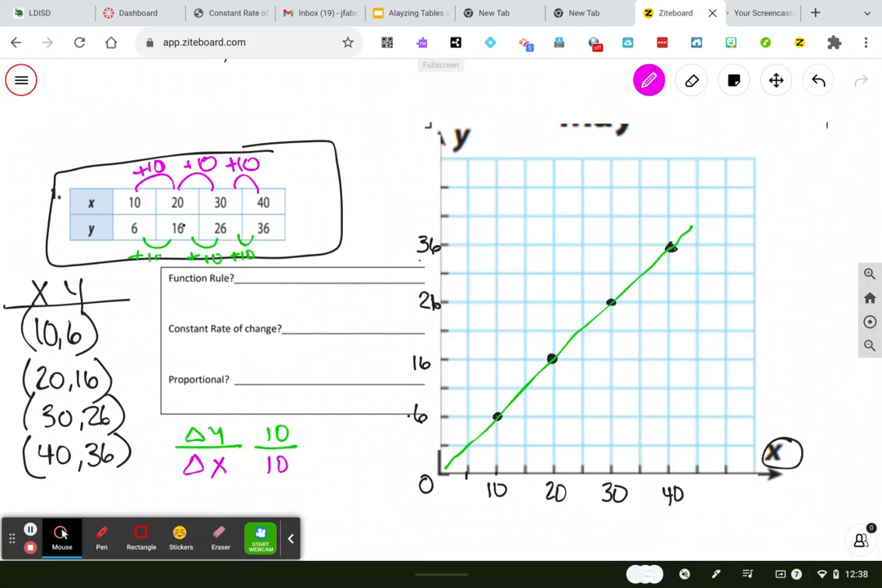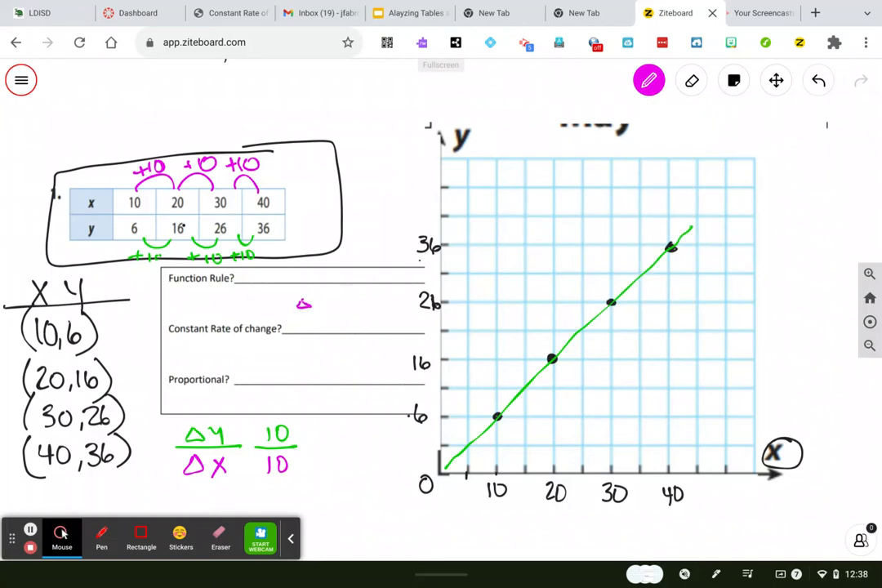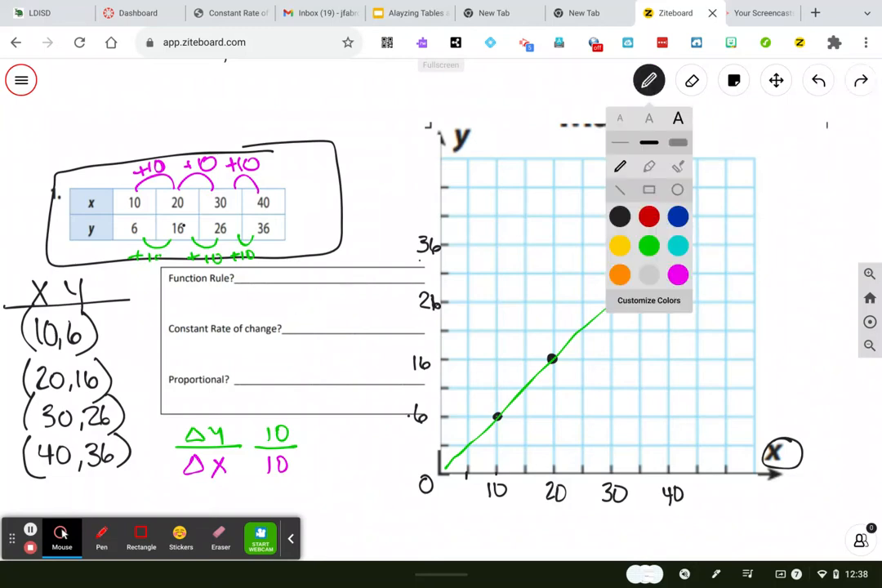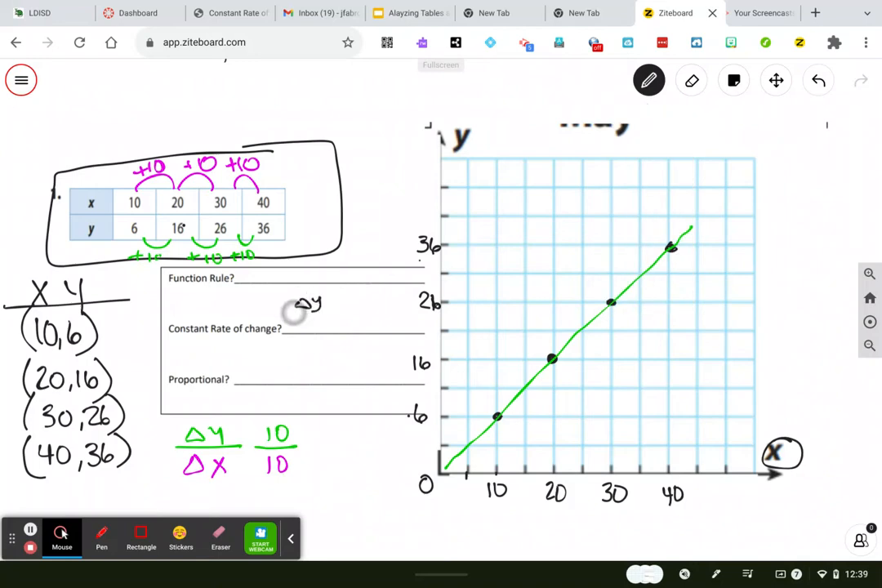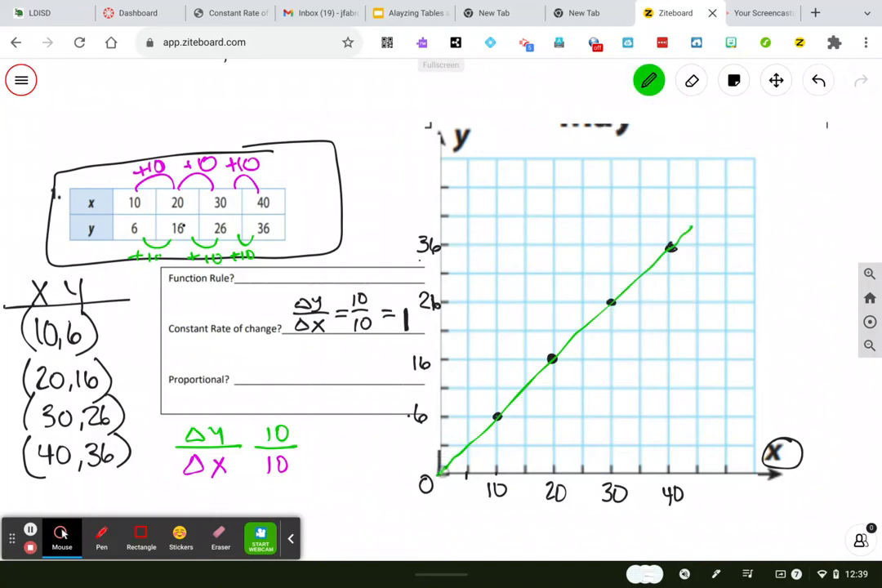So the constant rate of change in this line is the change in y over the change in x, which equals 10 over 10, which simplifies to 1. So your rate of change is 1. Now, a while ago I told you what the word proportional meant. Proportional means that this line happens to go through 0, 0. Well, how do you know that it goes through 0, 0? Well, I drew this green line here, and it shows that, oh, it's going through 0, 0.